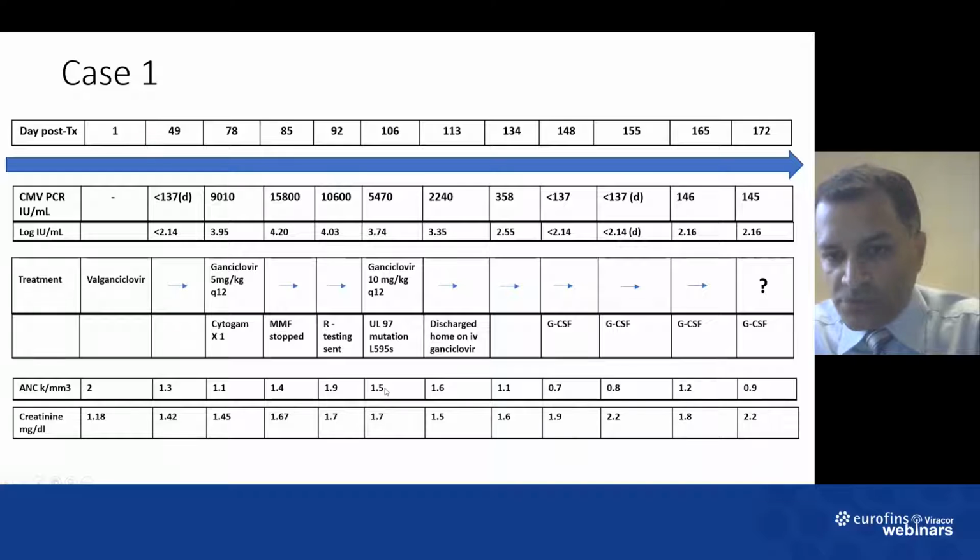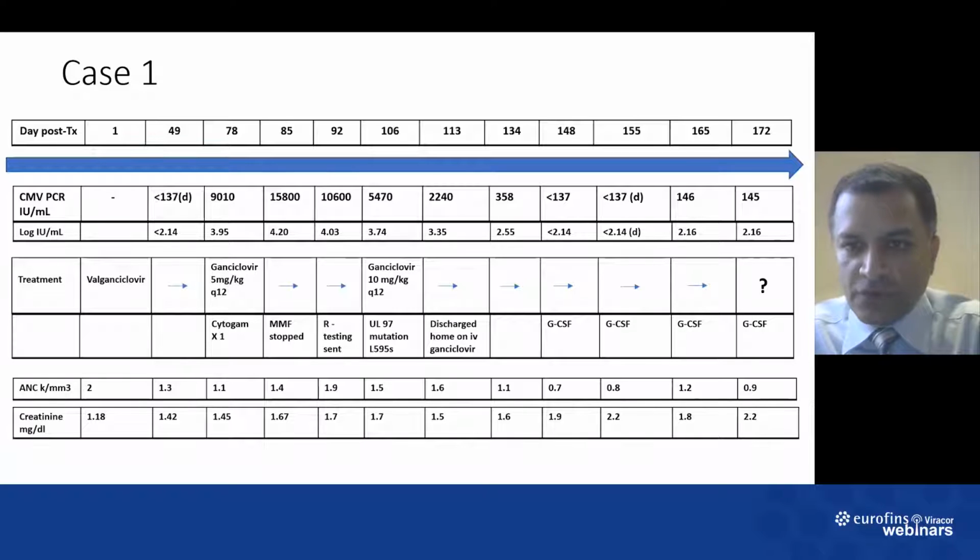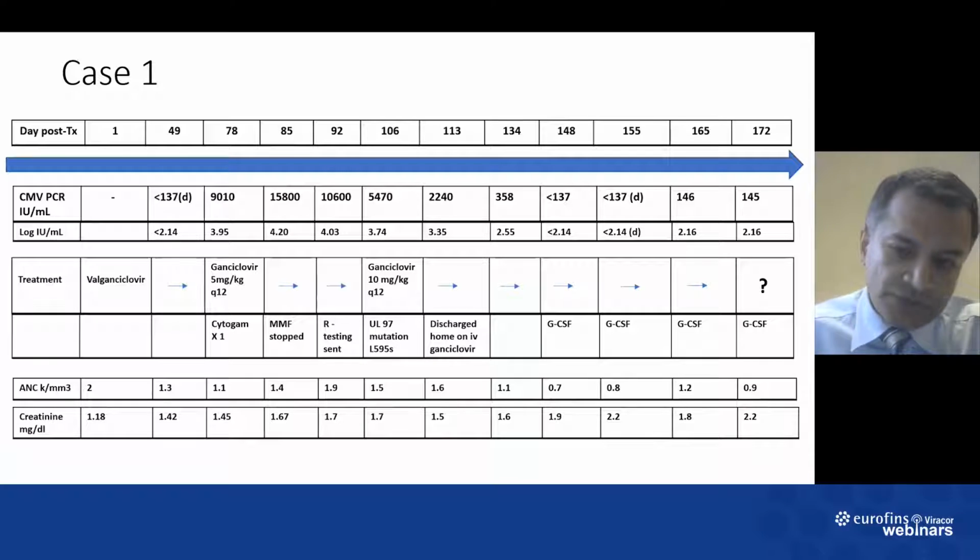So at this point, our patient was on very high doses of ganciclovir. We decided to continue this antiviral therapy because there was an improvement in the viral load, even though it was not to our satisfaction. There is further improvement in viremia. He gets discharged home on IV ganciclovir, again with some fluctuation in the kidney function and a decrease in the absolute neutrophil count. Follow-up CMV PCRs become lower and lower. At this point, his ANC becomes lower, and once he gets discharged, his kidney function starts to go up.